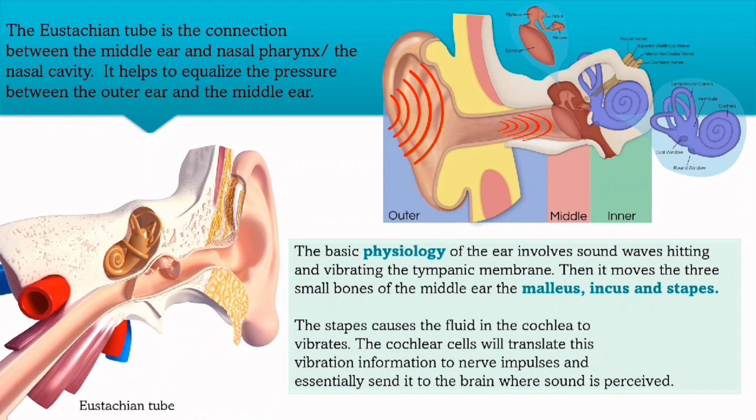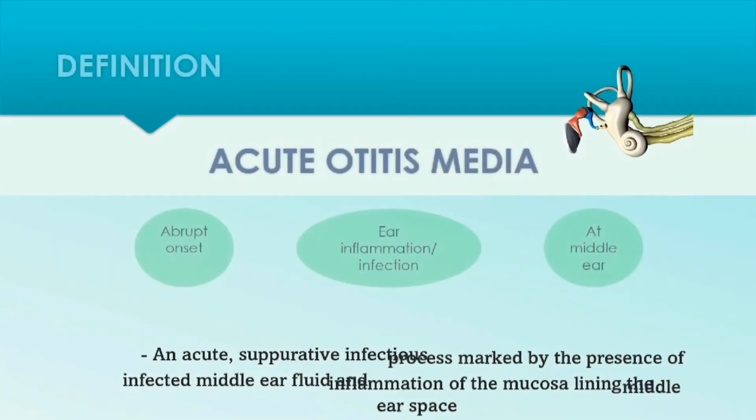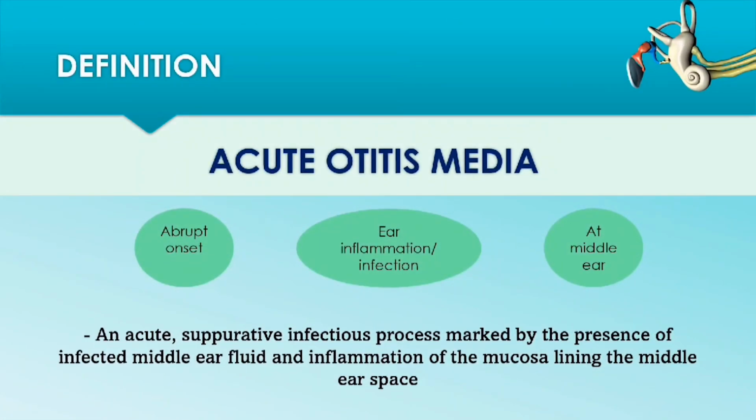Sound waves hit and vibrate the tympanic membrane, which moves the ossicles. Stapes causes cochlear fluid to vibrate, and cochlear cells translate vibration to nerve impulses and send them to the brain, where sound is perceived. So this is the definition of acute otitis media.